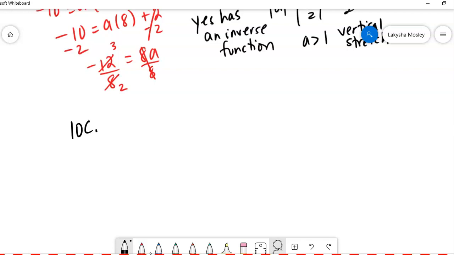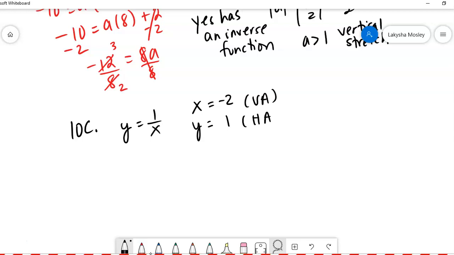All right, let's look at 10c. So when I look at it, I already know that it's a rational function. And also, if you look very carefully at the picture, there is a vertical asymptote at x equals negative 2. At y equals, I think, positive 1, yeah, at y equals 1 is a horizontal asymptote. So that means that it's shifted 2 left.